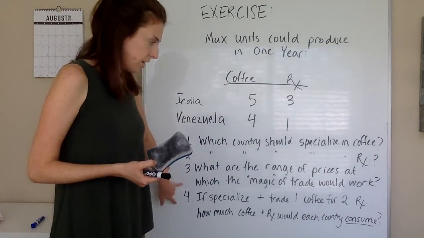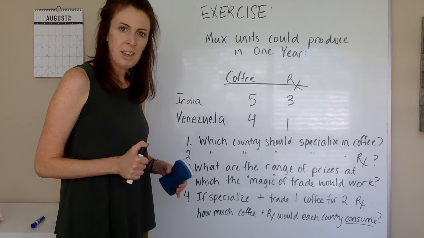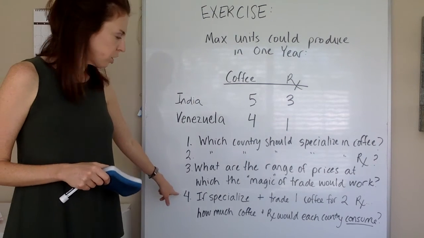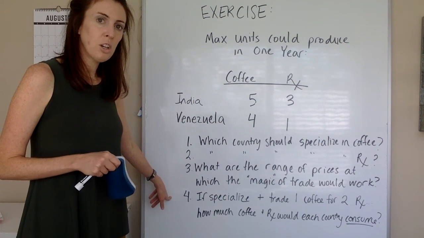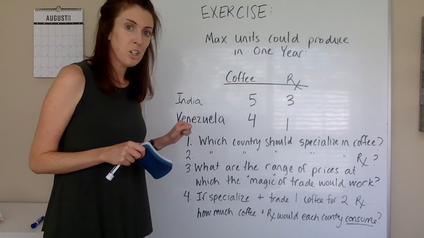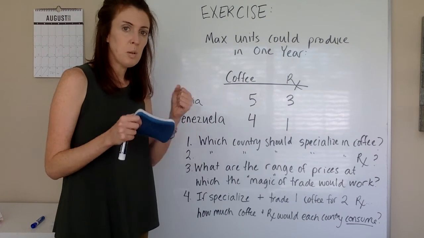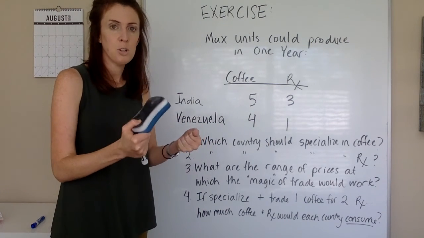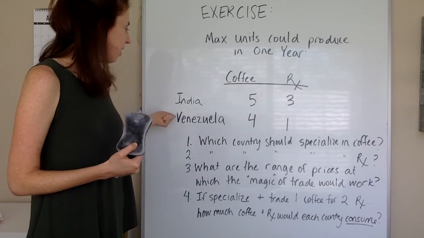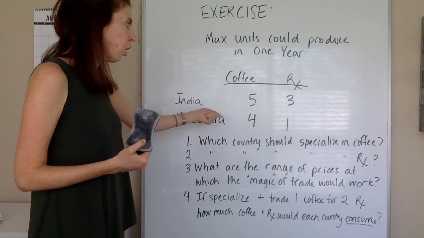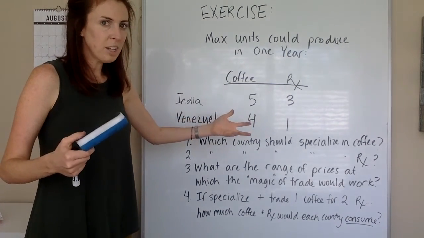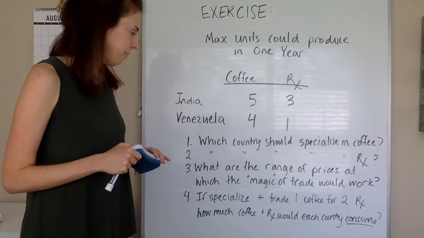And then the last question is, I'm going to give you a scenario, and then I want you to tell me how much each country is consuming. So let's suppose each country specializes in the production of the good they have the comparative advantage in. So know, first of all, which country has a comparative advantage in which thing, and then assume each country specializes 100% in producing just that thing. So either India will be making all coffee or all prescription drugs, and then Venezuela will either be making all coffee or all prescription drugs. So each country, you figure out what you're relatively good at, you just exclusively do that.